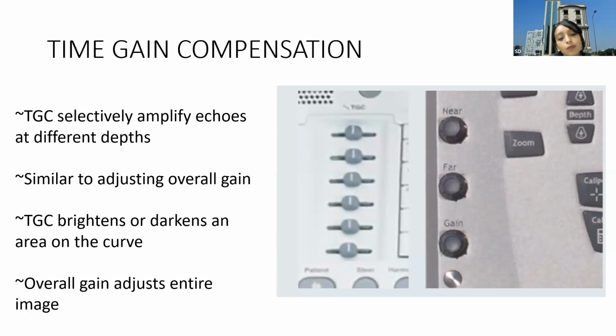It is almost similar to increasing the overall gain, but overall gain increases the brightness of the entire screen. Here, to make our job easier, we use time gain compensation so that the brightness increases in the particular area which we want to target.